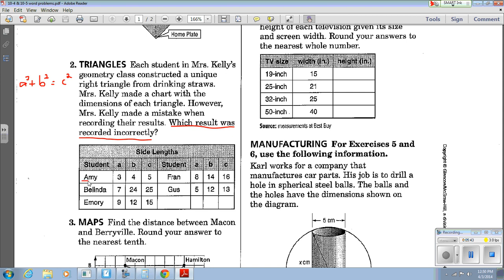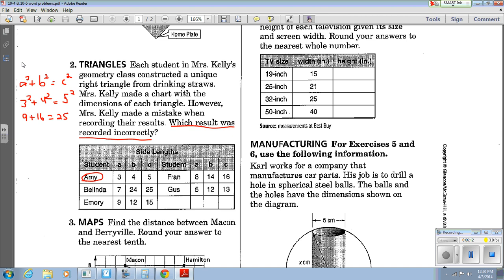We'll do Amy's right here. So we have 3 squared. This is what I'm going to put in for A. I'm actually going to put in 4 for B. So 4 squared. And then equals, since I was given C as 5, I'm going to say 5 squared. And now I'm just going to calculate this. What is 3 squared? Well, 3 squared is 9. 4 times 4 is 16. And 5 squared is 25.